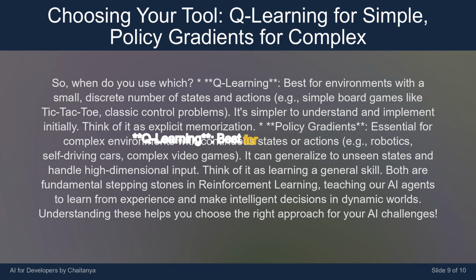Q-learning. Best for environments with a small, discrete number of states and actions, e.g., simple board games like tic-tac-toe, classic control problems. It's simpler to understand and implement initially. Think of it as explicit memorization. Policy gradients. Essential for complex environments with continuous states or actions, e.g., robotics, self-driving cars, complex video games. It can generalize to unseen states and handle high-dimensional input. Think of it as learning a general skill.